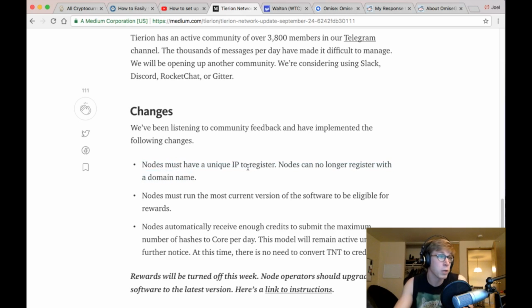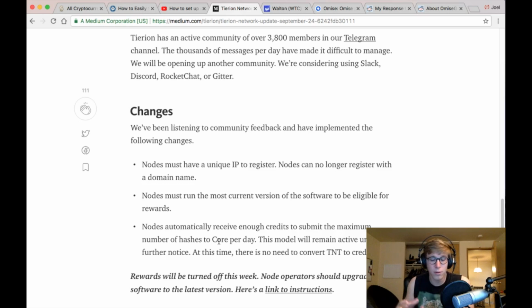Nodes can no longer register with a domain name, so that's not a huge deal. Nodes must run the most current version of the software to be eligible. Nodes automatically receive enough credits to submit the maximum number of hashes to core per day. And this was a big change that they implemented about a week ago.